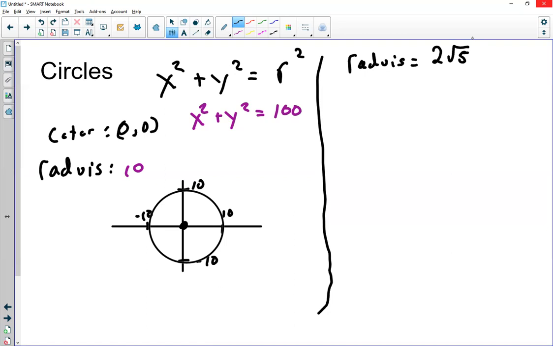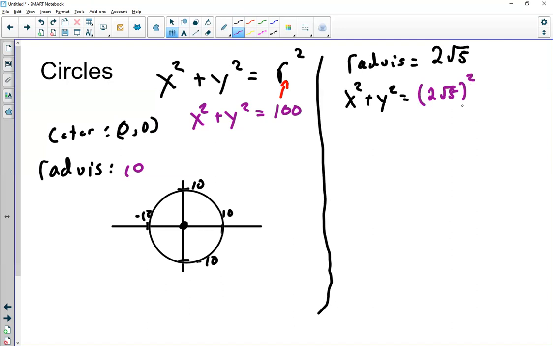All right. So in this equation, the radius I'm telling you is 2 root 5. When I make the equation, if you notice, I need radius squared. So x squared plus y squared equals 2 root 5 squared.